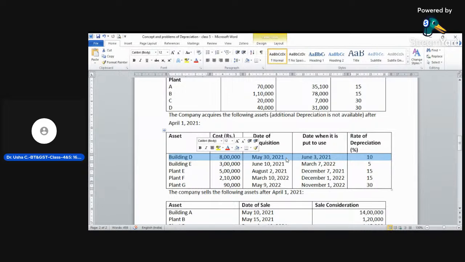May 2021 means it is 2021-22. When is it put to use? Also put to use in the same year. Is it more than 180 days? Yes, because it is put to use in June, meaning almost 10 months it is used. On average 300 days used. So when it is put to use for more than 180 days, depreciation can be charged at the full rate. Okay, how much amount of asset was purchased? Building D is 8 lakh and the rate of depreciation is 10%.